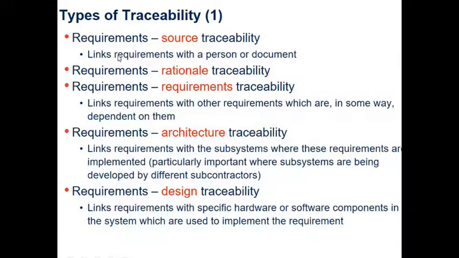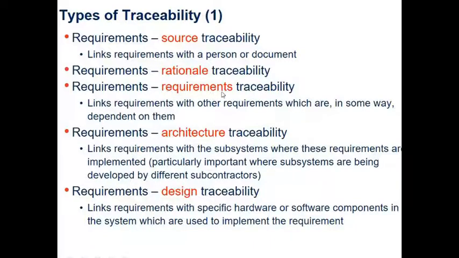Okay, types of traceability that we can have. We can have a source traceability. This links requirements with a person or document, right? Where did that requirement stem out from? What's the source? So it's likely going to link to a person, a stakeholder, or some document. We can have a rationale traceability, which is like giving a justification, a reason why we have this requirement.